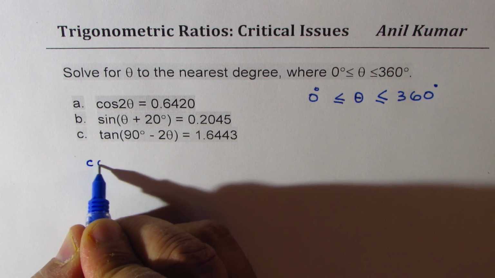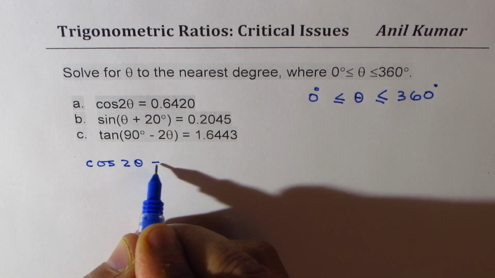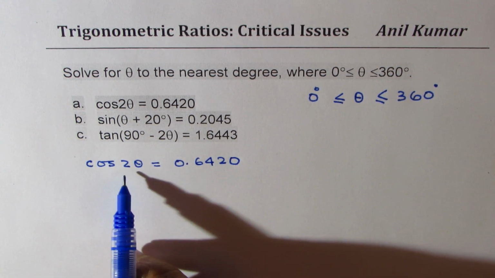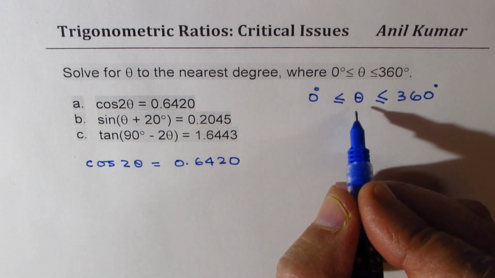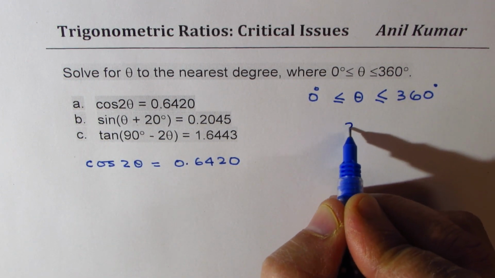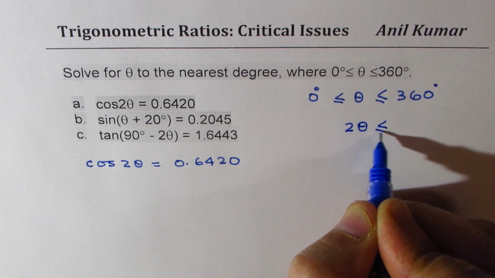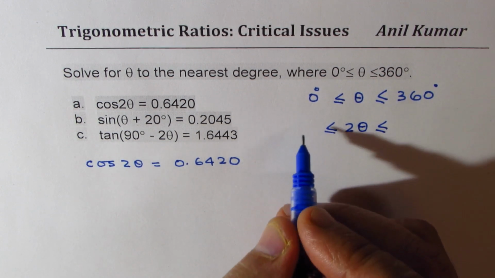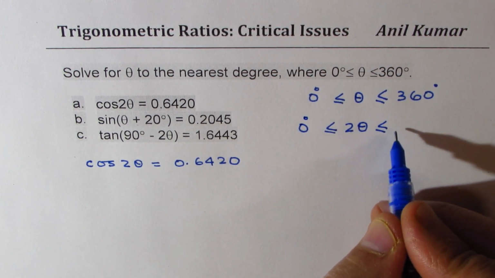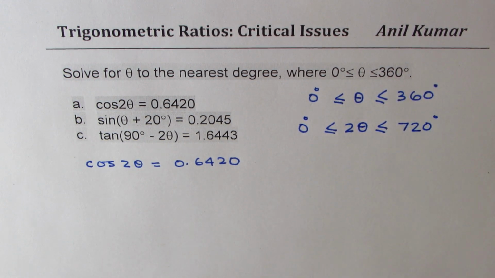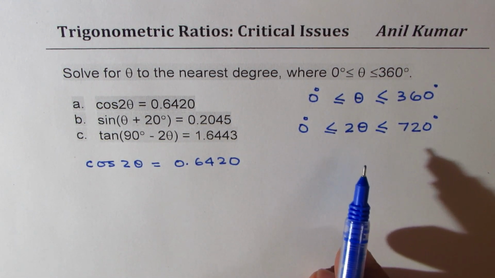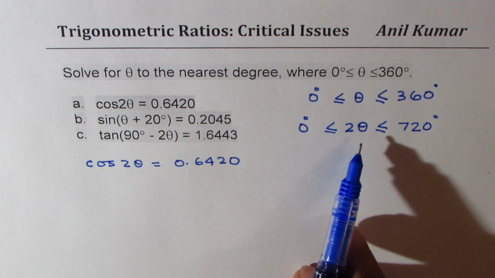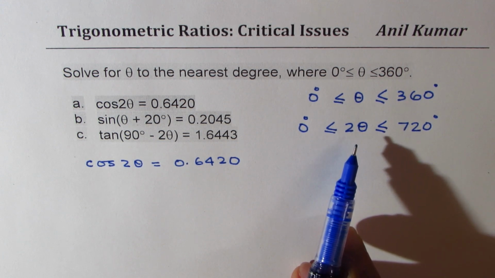Now if I want to solve the very first question, which is cos 2 theta equals 0.6420, then I have to find the limit for 2 theta, right? So if theta is between 0 to 360, then 2 times this value should be what? Well, in that case, we have to multiply the interval by 2. So I get 0 degrees as a lower limit and 720 degrees as the upper limit. So this is always the first part. Even in part B and C, you have to do something like this before even starting your solution. I hope that point is well taken care of.